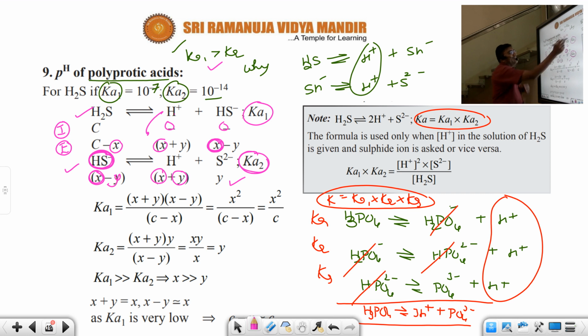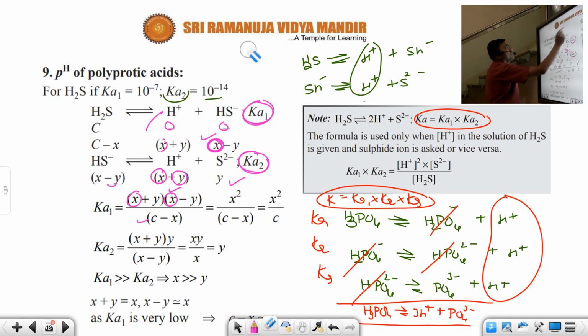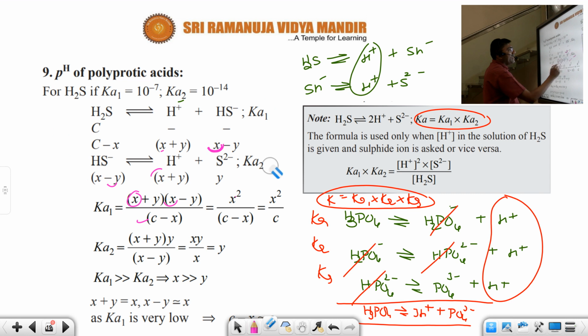Well, if you write this K1, it is X plus Y into X minus Y by C minus X. Very interesting. Now why is it X square? Because, as I already conveyed, it is suppressed. When it is suppressed, you can neglect the terms. Now you can see here, similarly, X square by C minus X. Students, listen very carefully. I'll explain in a more pragmatic way. Now have a look here. Actually, what is the first dissociation constant?